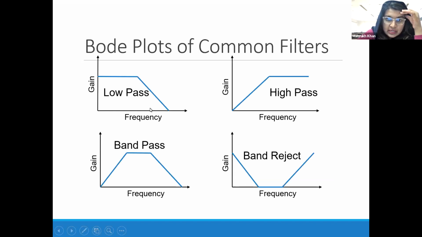So if you see here, these are Bode plots of common filters. If this is your gain, then low-pass filters pass certain frequencies and eliminate other frequencies. Similarly, band-pass filters pass the frequencies which are in their band and eliminate other frequencies. Similarly, high-pass filters and band rejection filters.